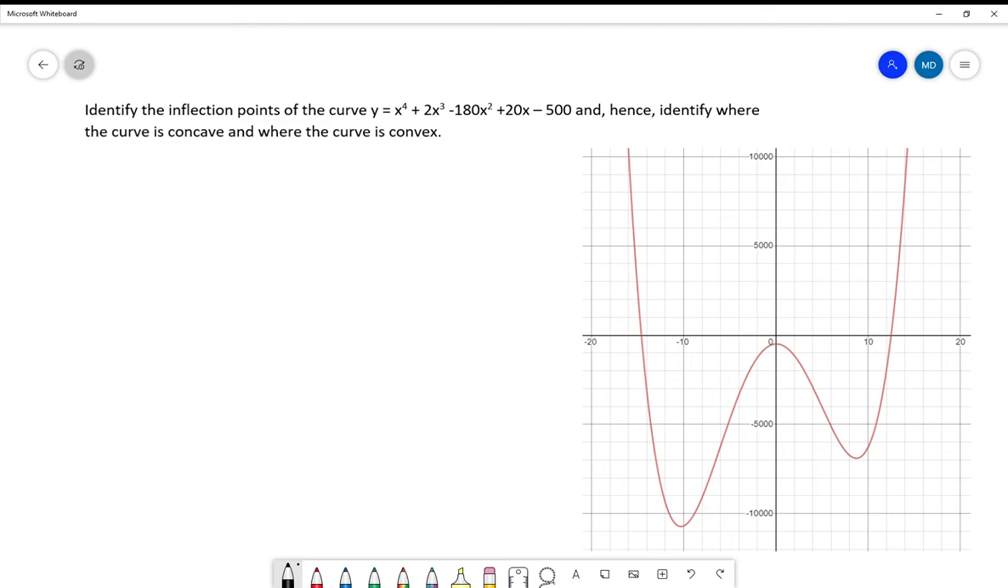Today I'm going to be teaching you about inflection points and concave and convex parts of curves. So, what do those terms mean, first of all, before we even start on the question?